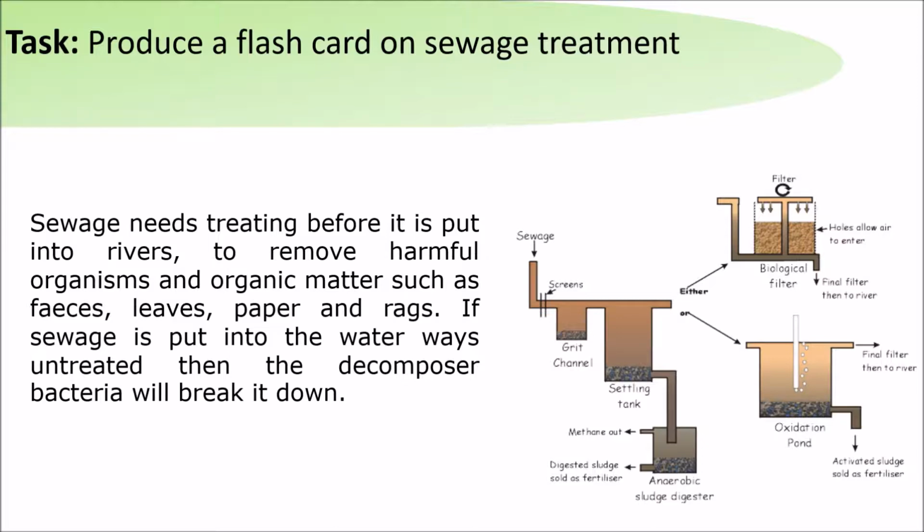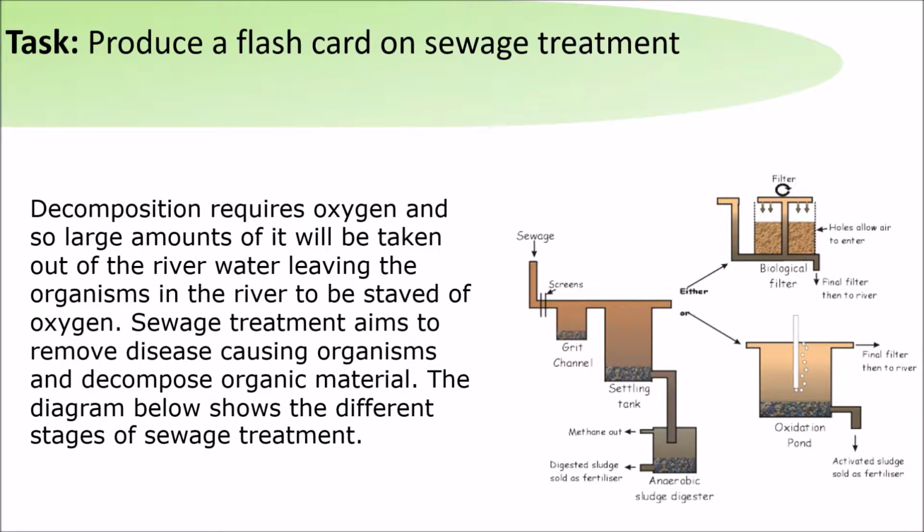Sewage needs treating before it's put back into rivers to remove harmful organisms and organic matter such as feces, leaves, paper and rags. If sewage is put into the waterways untreated, then the decomposer bacteria will break it down within the water. Decomposition requires oxygen, so large amounts of it will be taken out of the river, leaving the organisms within the river starved of oxygen. Sewage treatment aims to remove disease-causing organisms and decompose organic matter before it enters the waterways.